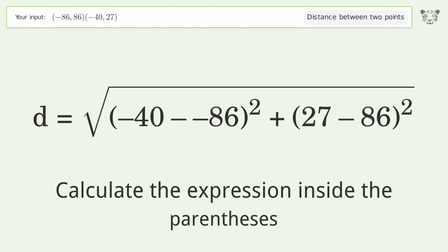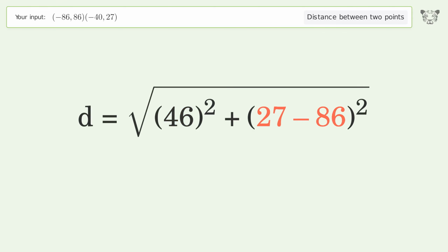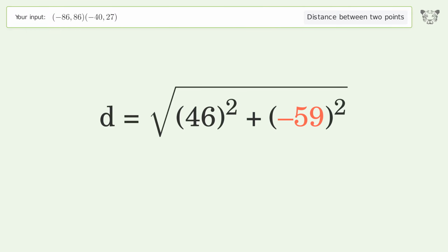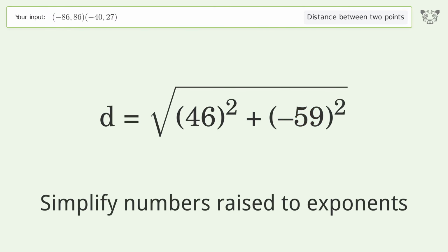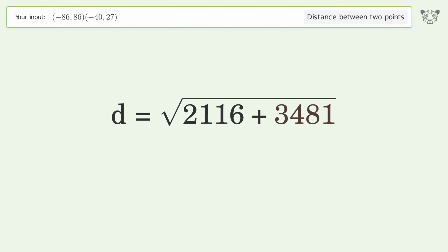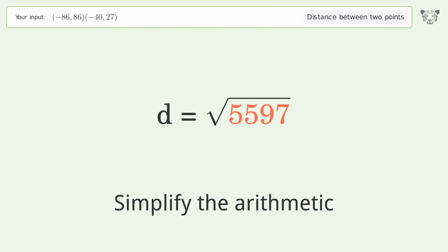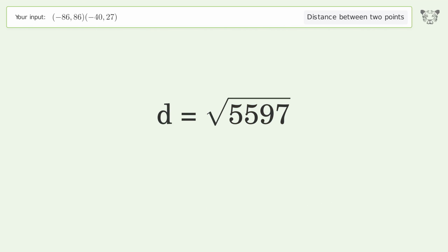Calculate the expression inside the parentheses. Simplify numbers raised to exponents. Simplify the arithmetic. And so the distance between the 2 points is the square root of 5,597, or 74.813.